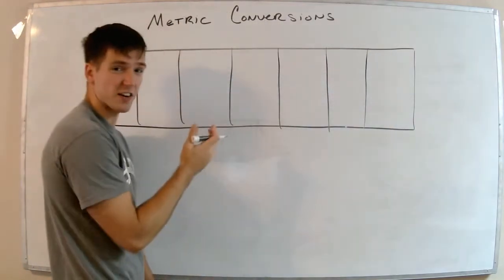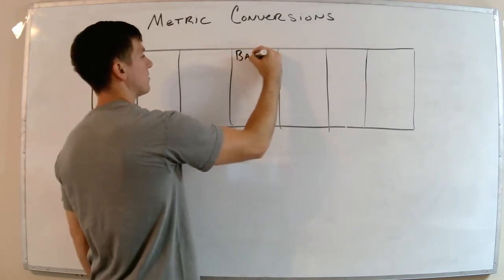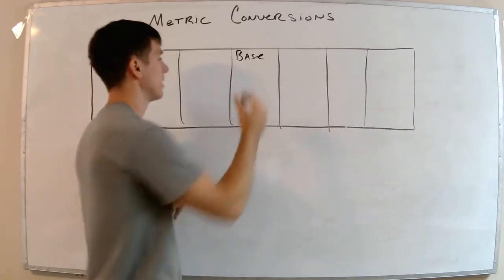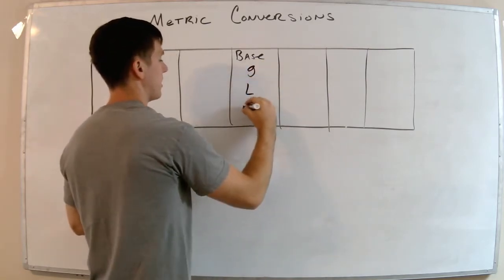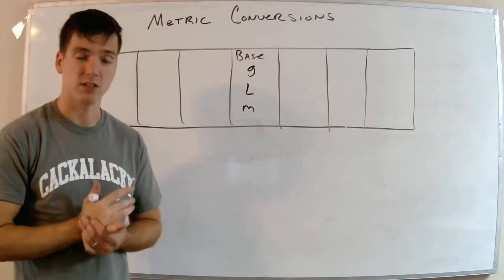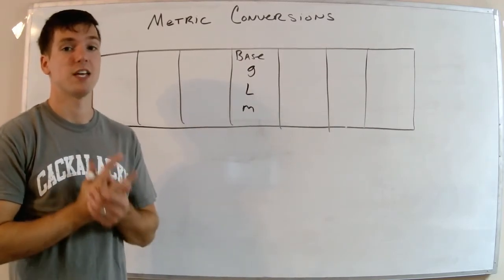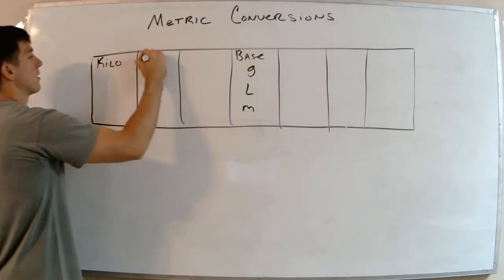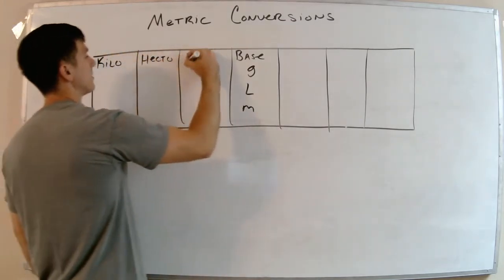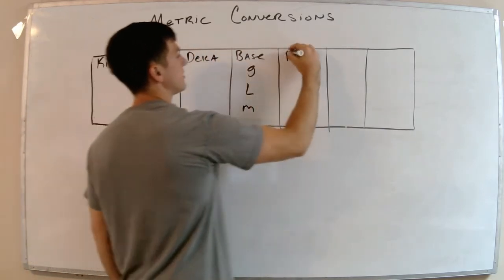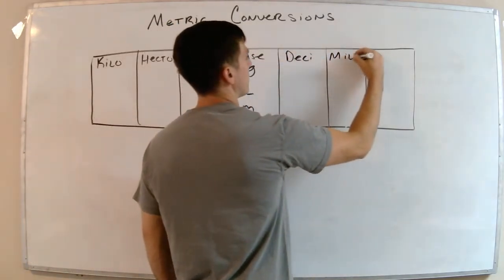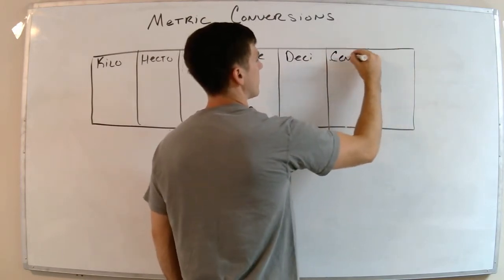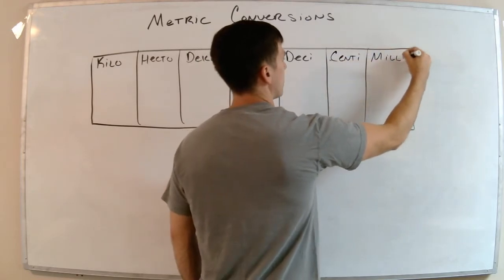with our center being our base, okay? And that's where we have our basic units of measurement, like grams, liters, and meters. Grams measures mass, liters measures volume, and meters measures distance. Okay, and then on these other ones we have kilo, hecto, deca, deci, milli, deci, centi, and milli, okay?